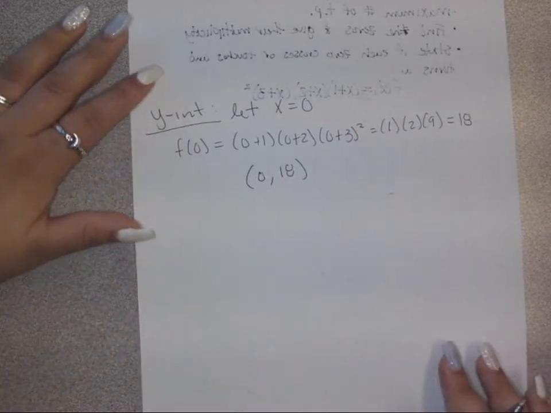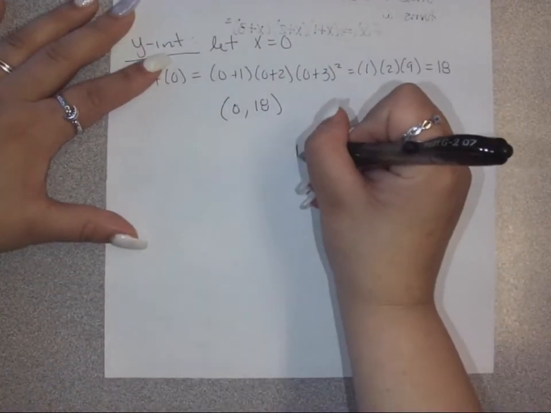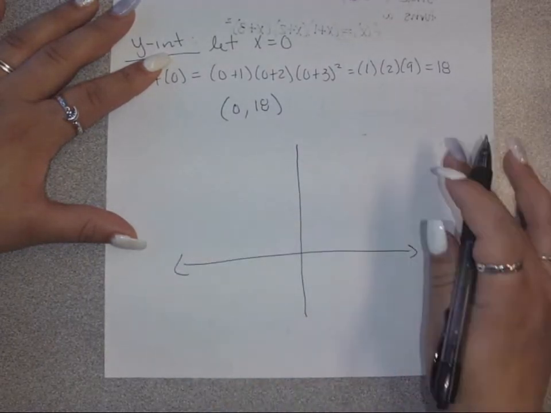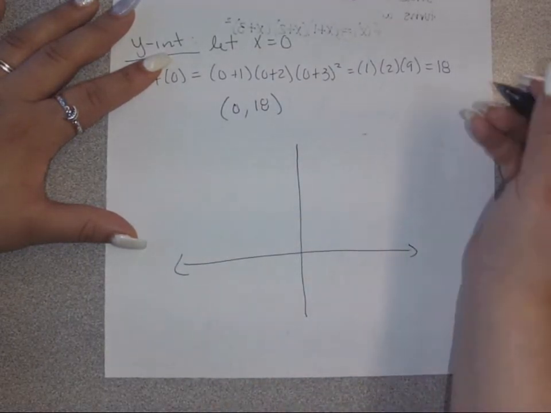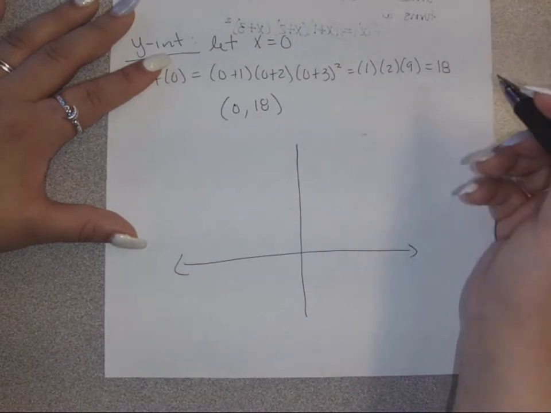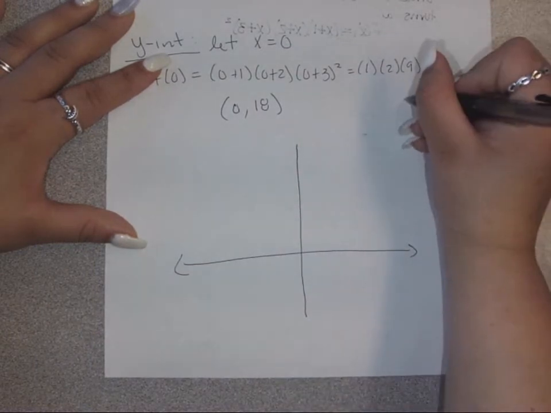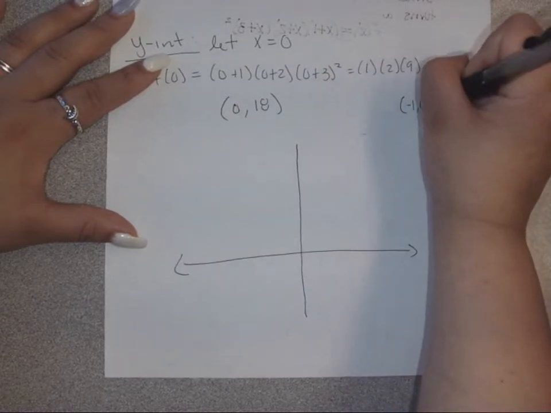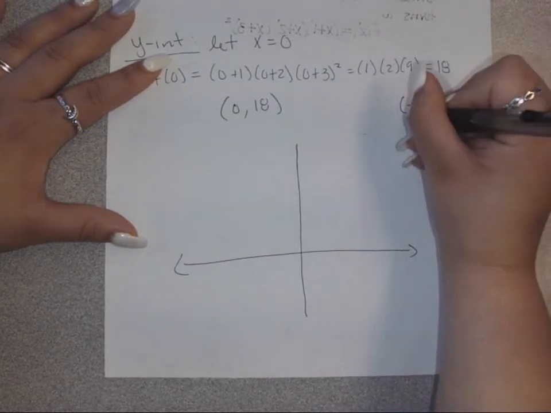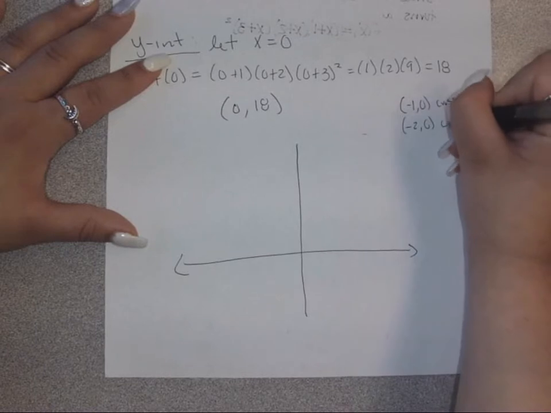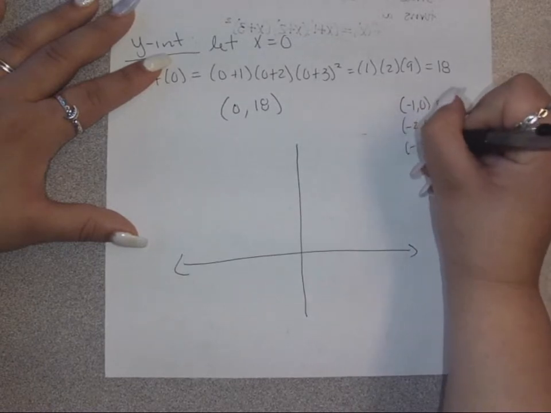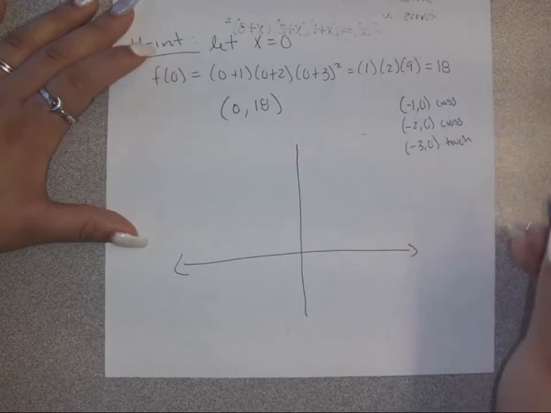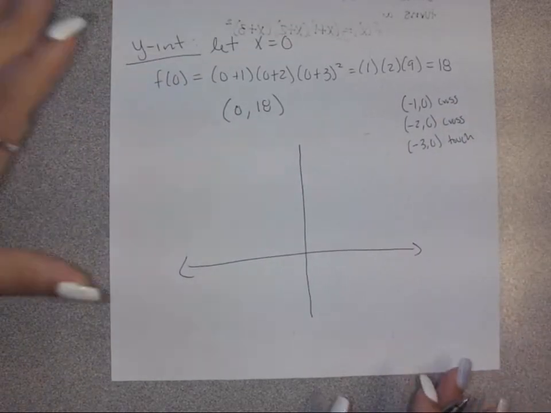Now you're ready to graph your polynomial function. So when you're graphing your polynomial function, I'm going to go ahead and write all the pieces of information we know. We know our x-intercepts are going to be the points -1, 0, and we know we're going to cross, -2, 0, and we know we're going to cross, and -3, 0, and we're going to only touch.